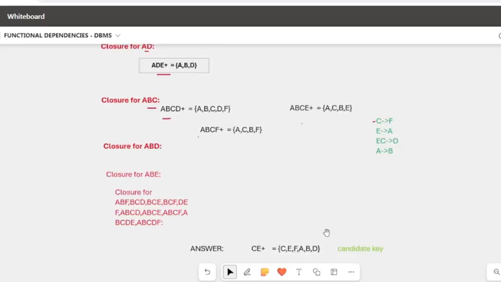In the next video we will see the shortcut method of identifying closure properties and how we can easily identify the primary attributes and non-primary attributes. In the next video, let us see.